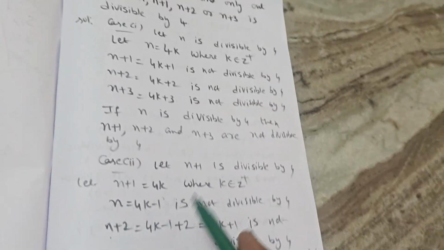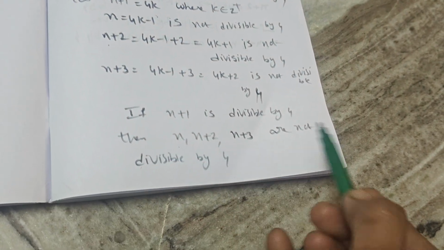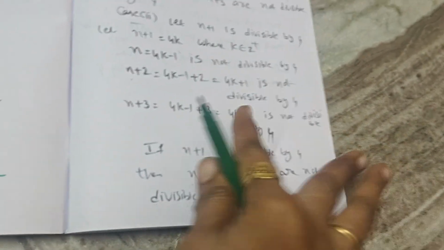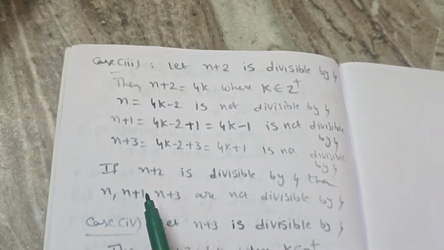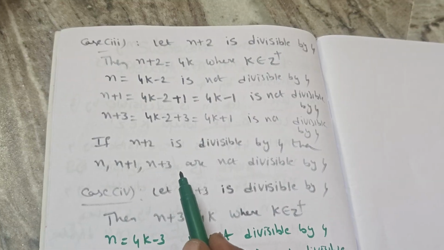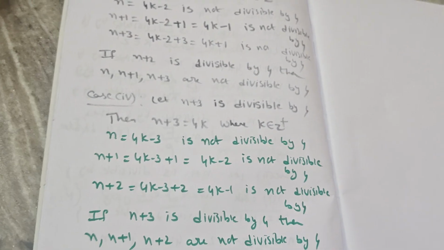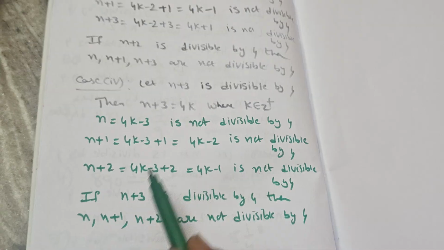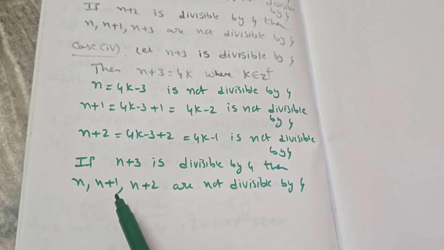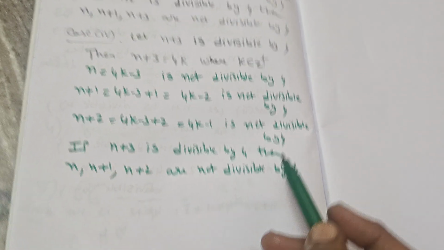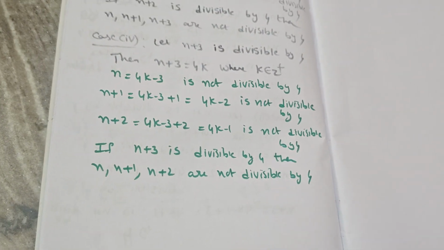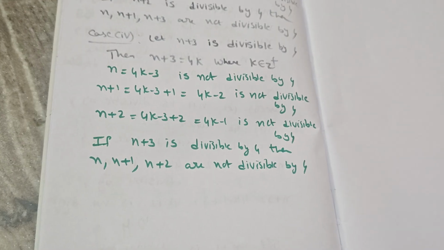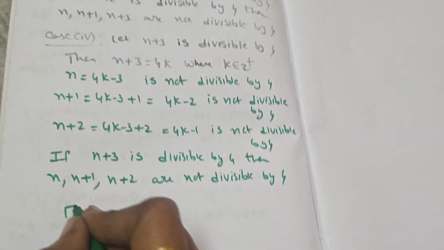In case 2, if n plus 1 is divisible by 4, then n plus 2, n plus 3 are not divisible by 4. In case 3, if n plus 2 is divisible by 4, then n plus 1, n plus 3 are not divisible by 4. In last case, if n plus 3 is divisible by 4, then n plus 1, n plus 2 are not divisible by 4. So from all the 4 cases, what do you understand children? If one is divisible, others are not divisible. Is it right? So what we can write?